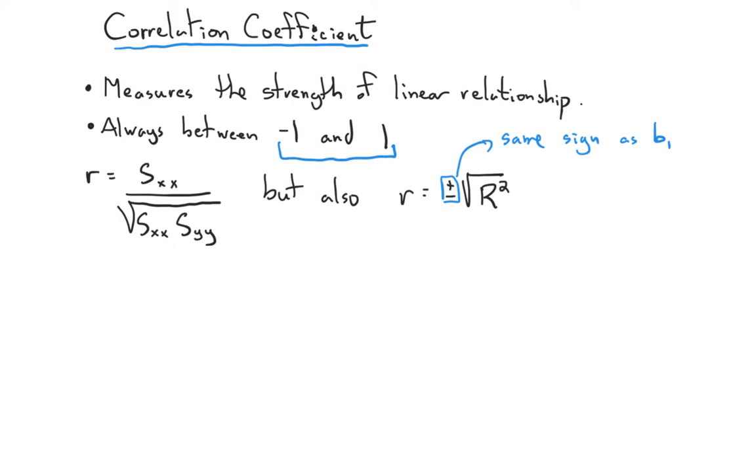But the way to calculate this number, there's two ways of doing it. If you remember from previous videos, we know what SXY and SYY are. So if you have those lying around, you can just calculate R this way. Or if you have R squared, it is just the square root of R squared, and the sign is the same sign as B1, the slope of your regression line.